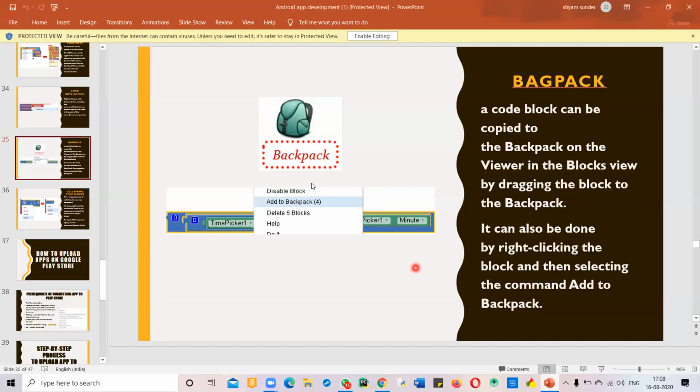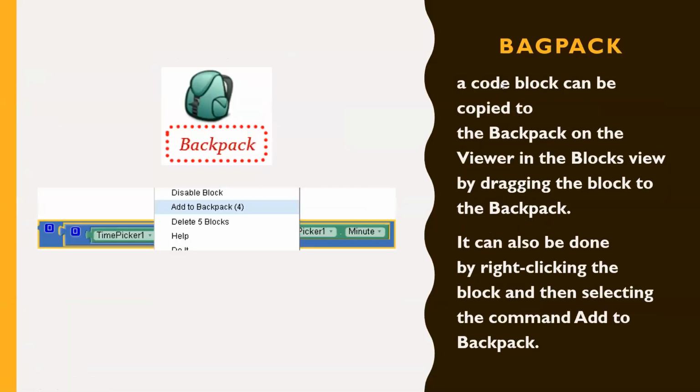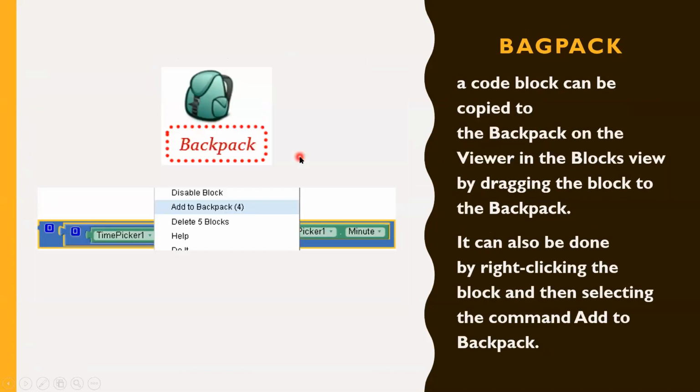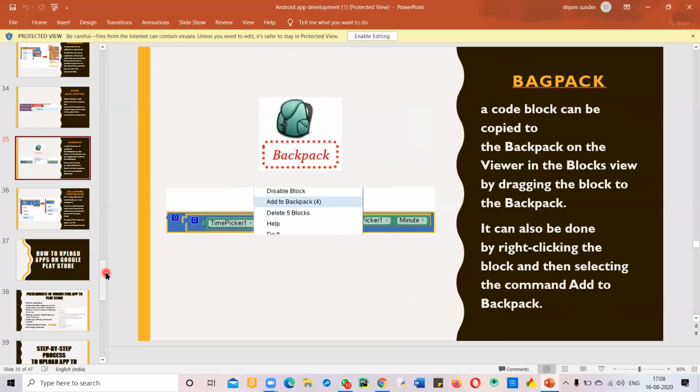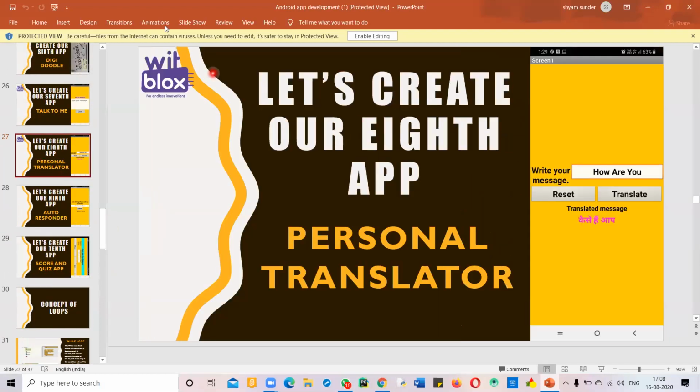Wait, I am explaining again. So this backpack, I'll explain. This backpack is a useful thing that is used to store blocks of code. It can store as many blocks as you want, and whenever you require those blocks, you can just copy and paste them from the backpack to your coding window. When you simply click on it, you will get the code back.